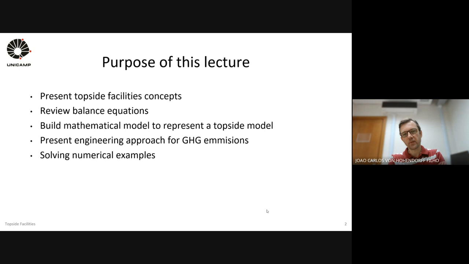What is important for us in this course is to evaluate the question about greenhouse gas emissions. So I will present some engineering approach to calculate these emissions and solve some numerical examples.